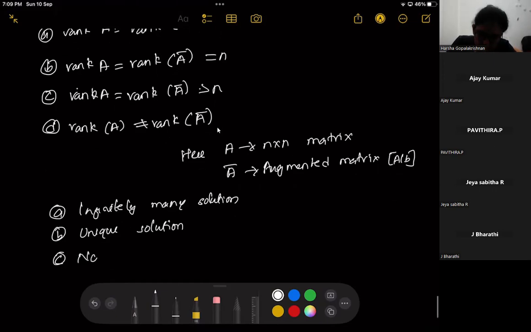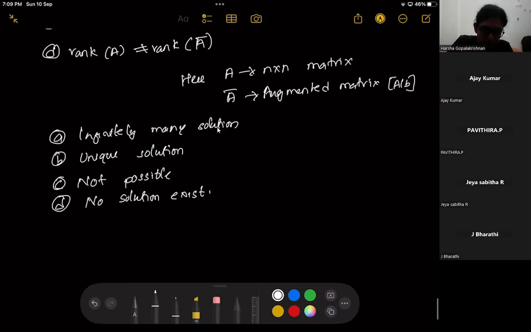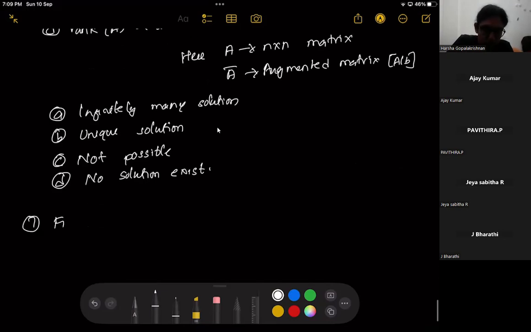And what about D? Does there exist a solution? No, right? Rank of A and rank of A bar are equal only in the case where a solution exists. In the case of D, no solution exists. Okay. Any doubt in this question? Let's go to the next problem.